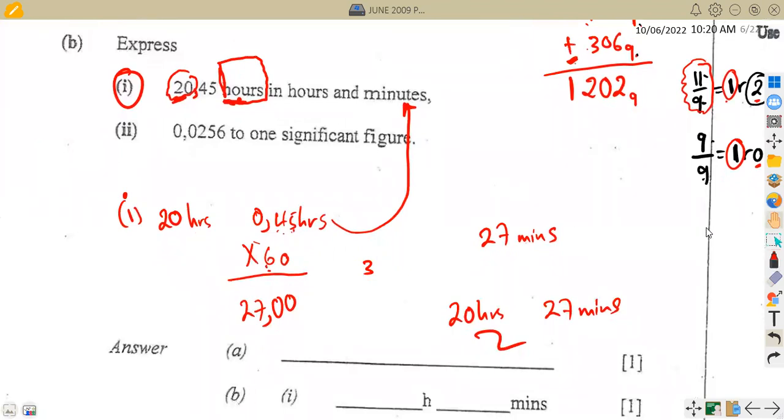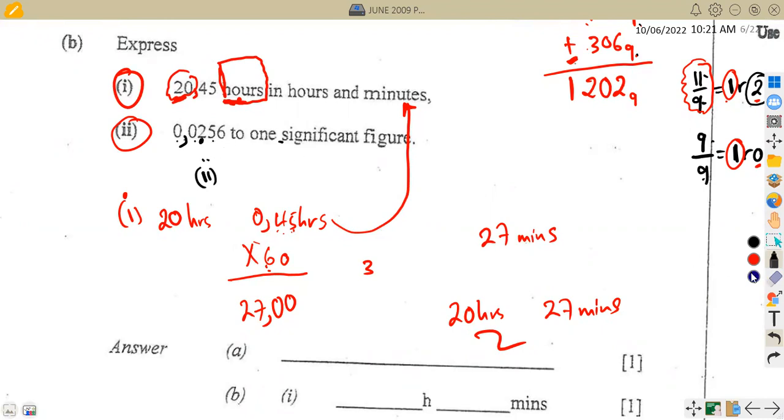What about item 2? We are now given 0,0256 to one significant figure, guys. As you can see, this one is actually direct. We just have to count one significant figure, which means one digit. Where do we have the first whole number? Take note, this one says 0, it says 0. So the first important digit is a 2, and it's followed by 5.